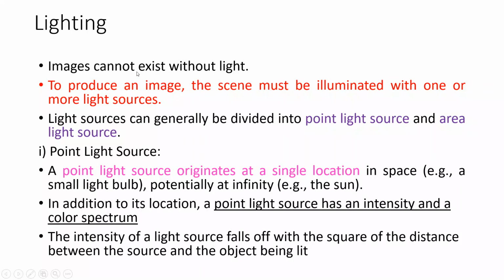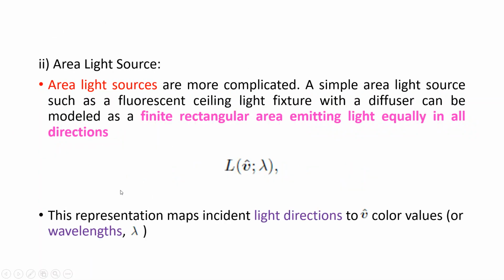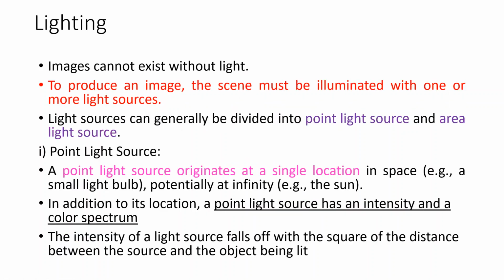An image can't exist without light. To produce an image, the scene must be illuminated with one or more light sources. Light sources can generally be divided into point light sources and area light sources. A point light source originates at a single location, for example a small light bulb. In case of an area light source, we can take the example of a fluorescent ceiling light fixture, which can diffuse light in a finite rectangular area, thereby emitting light equally in all directions.